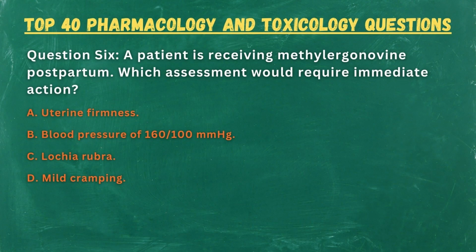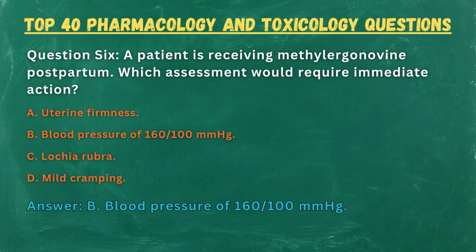Question 6. A patient is receiving methylergonovine postpartum. Which assessment would require immediate action? A. Uterine firmness. B. Blood pressure of 160/100 mmHg. C. Lochia rubra. D. Mild cramping. Answer: B. Blood pressure of 160/100 mmHg.